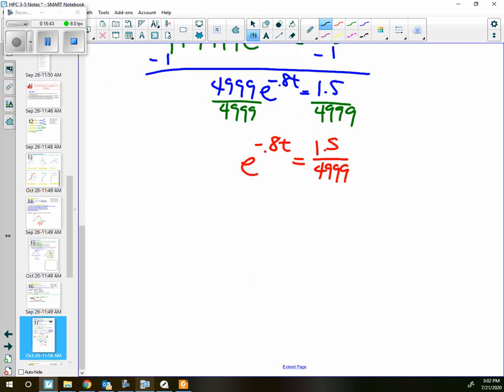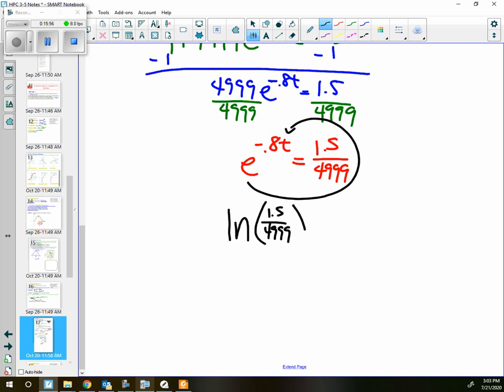Okay, so this is exponential, right? So we're going to use inverse operations. We're going to rewrite it as a log, so that would be natural log. So log base e of, here's my argument, 1.5 over 49.99. And that's going to be equal to our exponent, negative 0.8 times t. So all that's left to deal with, we're going to divide by that negative 0.8.